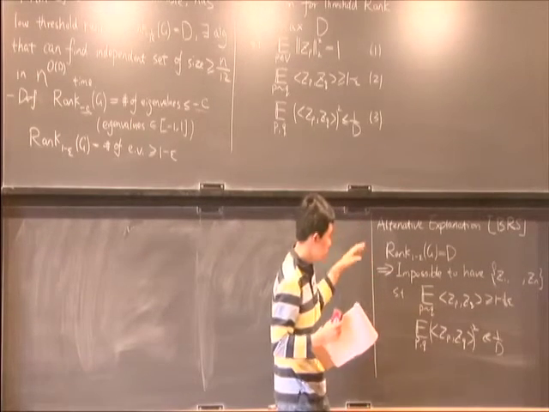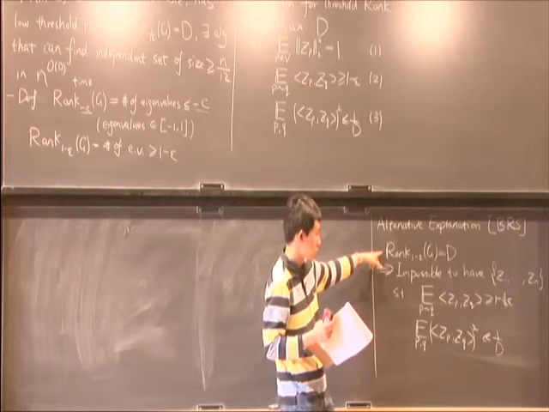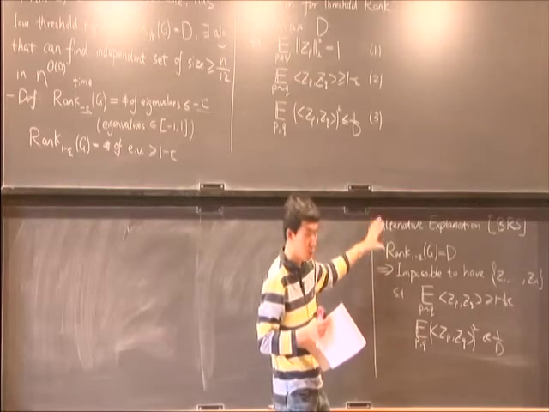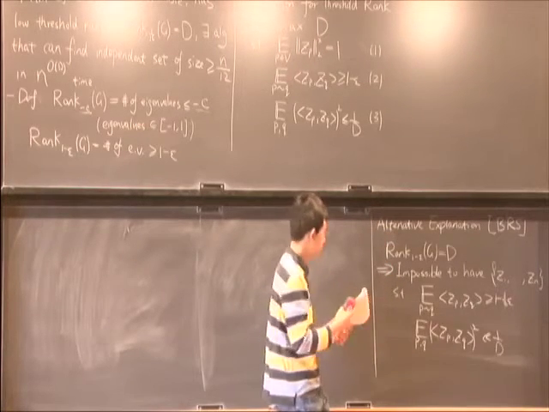But the more interesting part is actually this direction, which means if threshold rank is low, then this third equation, the global correlation, cannot be too small.